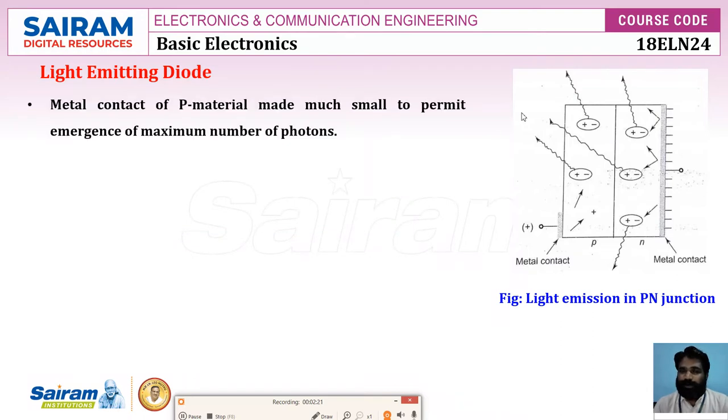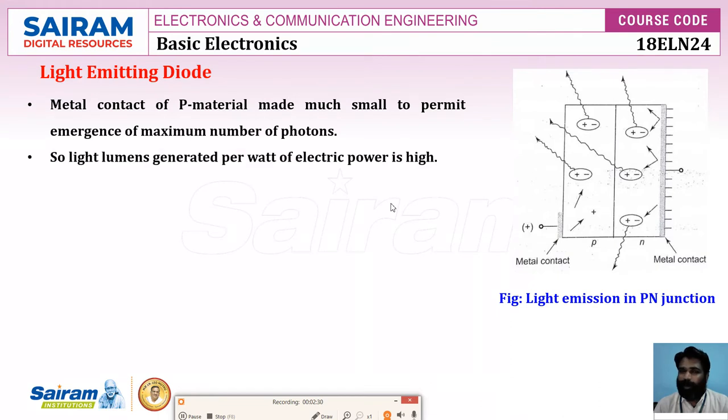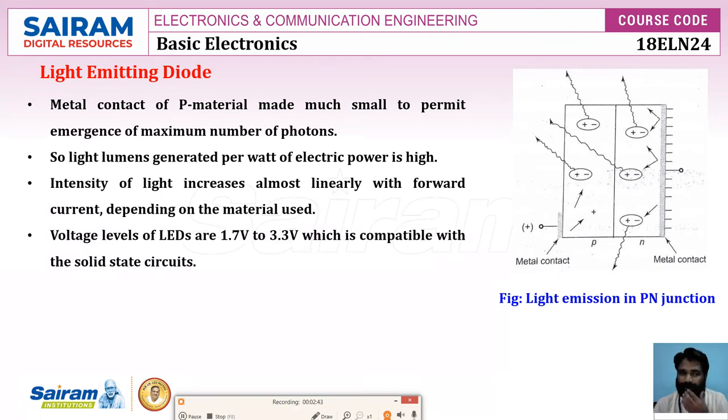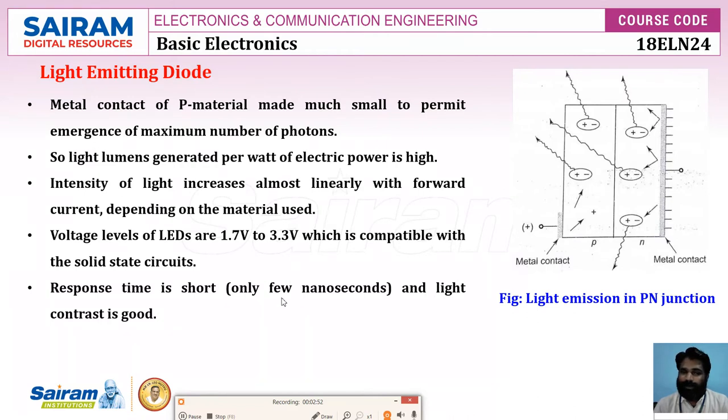Here in the structure, see, the metal contact for the P material is made very small. It permits emergence of a maximum number of photons. So light lumens generated per watt of electric power is high. Intensity of light increases almost linearly with the forward current, depending on the material used. The voltage level of an LED is 1.7 volt to 3.3 volt, which is compatible with solid state circuits. Response time is very short, in terms of a few nanoseconds, and light contrast is good. It emits red, green, orange or blue color light.